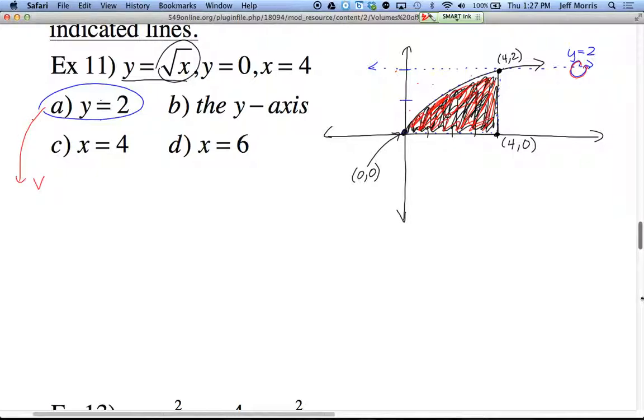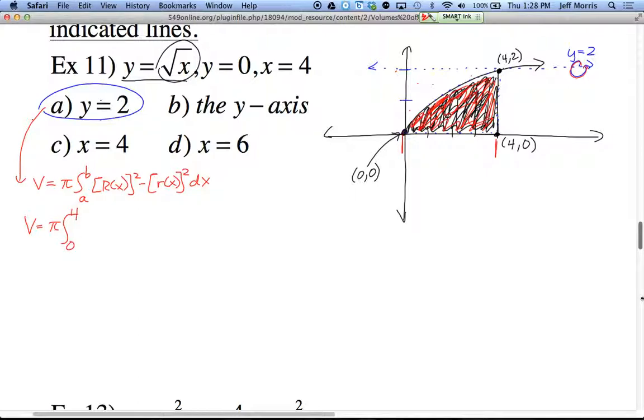So I'm going to do the volume is pi times the definite integral from a to b of the outer radius squared minus the inner radius squared. So we need to find those two radii. Okay? So we have volume is equal to pi times the definite integral. We know it's going to be from 0 to 4 because everything's in terms of x. So we're going to go from 0 to 4.